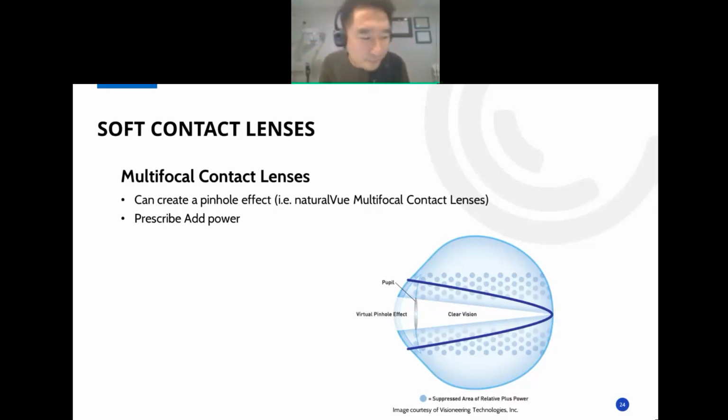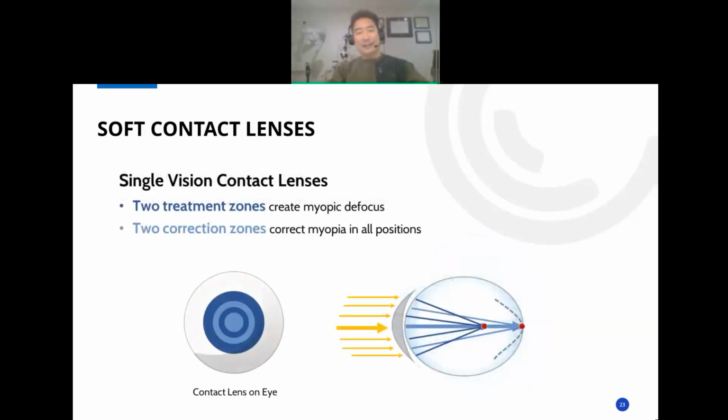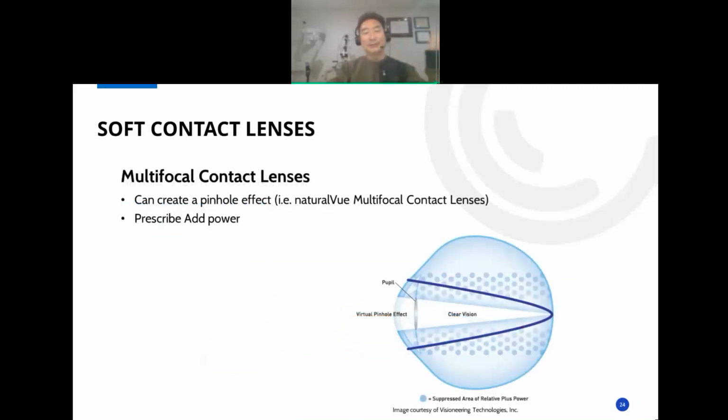Some of the popular brands that you might have heard of is MiSight from CooperVision. First of all, disclosure, I don't get paid by any of the companies, so I can talk about any product I want. MiSight has two zones, a dual zone, one for distance, one for near, and it shows that with MiSight you can slow progression by 59%. The great thing about MiSight is that they're daily contact lenses. Another daily lens is called NaturalVue. It works on a similar idea with multifocal, but it uses a pinhole effect, so that also can slow it down.